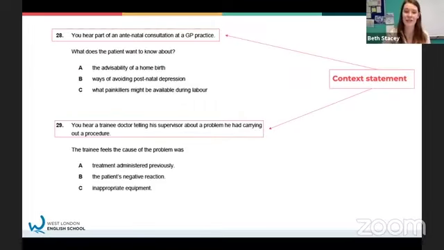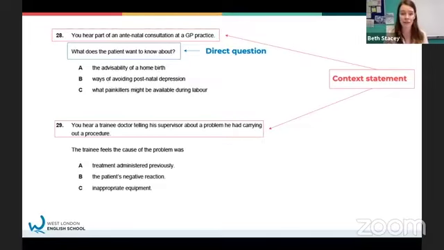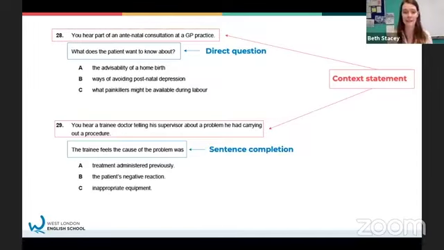And then there are 2 varieties of question that you get. One is a direct question here. What does the patient want to know about? And this other option is sentence completion. So here the trainee feels the cause of the problem was, and then you've got to finish the sentence. Now, you will not get all direct questions or all sentence completion. It will be a variety of both, and that is perfectly normal. There isn't one that's particularly more difficult, I would say. It doesn't really matter. It's just good for you to know that there are different options.